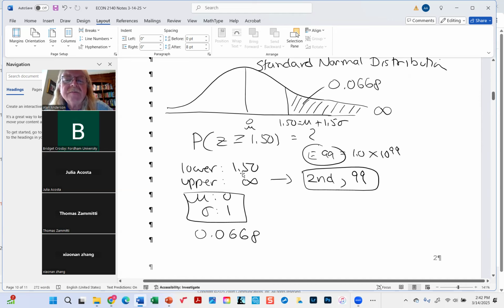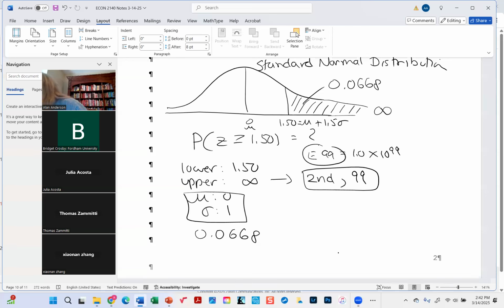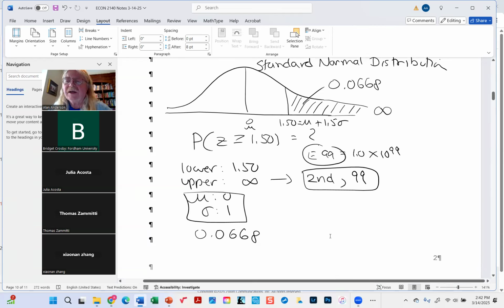So remember from last time, the method for doing this is to type second comma 99, which means that what you're really entering is E99, which is the calculator's way of saying 1.0 times 10 to the 99th power. It's a gigantic positive number. It's not infinity, but it's as close as the calculator can get. So keep the mean at 0 and the standard deviation at 1, type in those numbers, and you should get, rounded to 4 places, 0.0668, or 6.68% of the total.